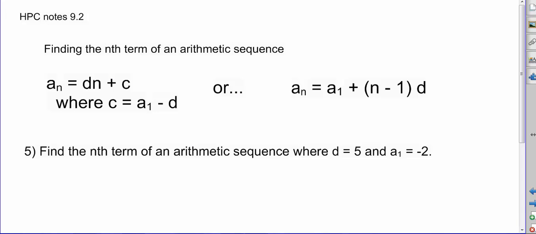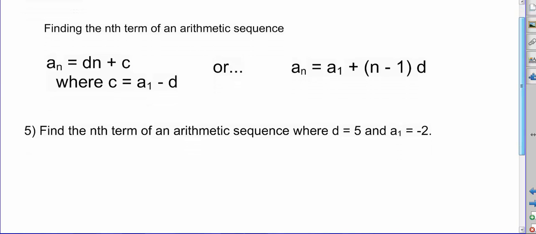Up next, we're going to look at a couple of different formulas for how we find the nth term of an arithmetic sequence. The one on the left here, a sub n is equal to dn plus c, where c is equal to a sub 1 minus d. That's another way of saying the 0th term. It's kind of a weird word, but it's the term, if you went back one step before the first term, you'd take your first term and subtract the difference and you'd be there.